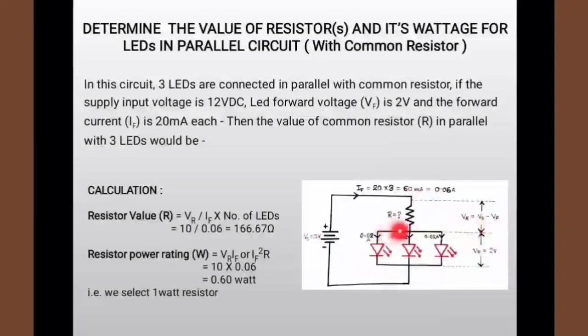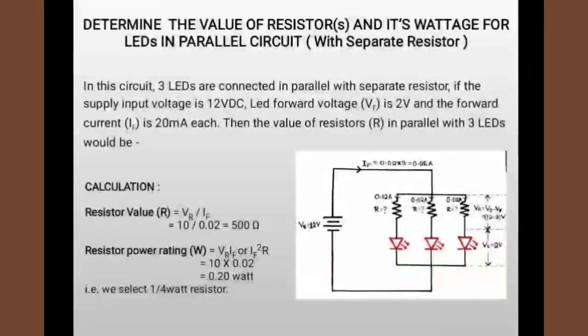Now the value of the common resistor for this parallel circuit would be R equals VR divided by the total forward current of 3 LEDs. That's how we get 166.67 ohm. Total current draw in this circuit is 0.06 ampere. So the power rating of the resistor would be W equals VR times IF, or IF squared times R. That's how we get 0.60 watt. Therefore, we can select a 1 watt resistor for this parallel circuit with a common resistor.